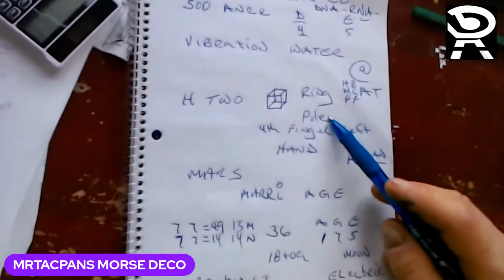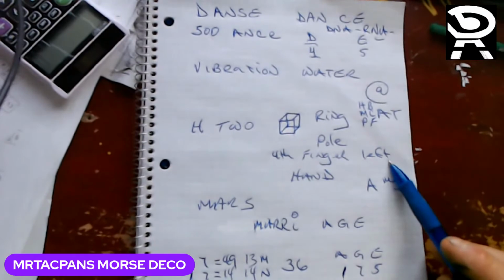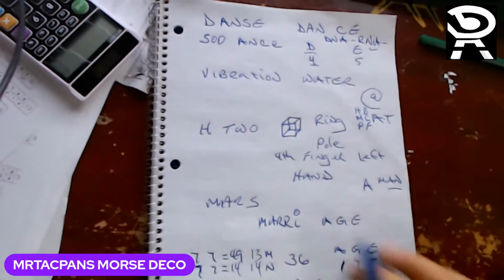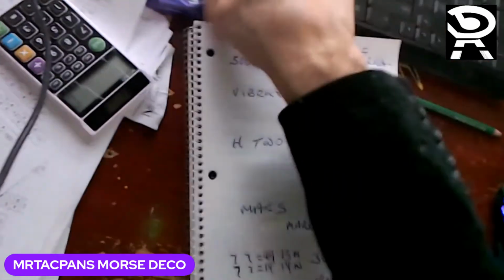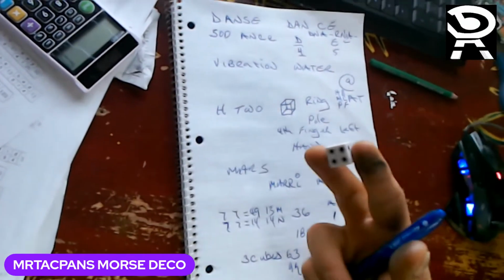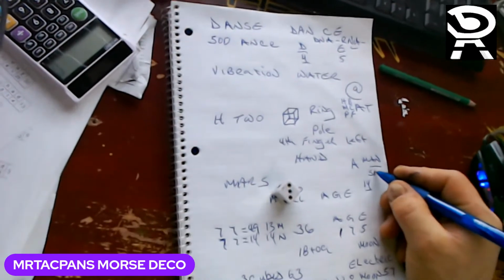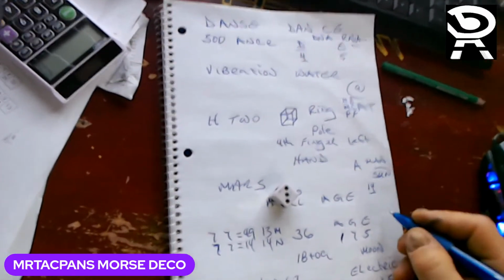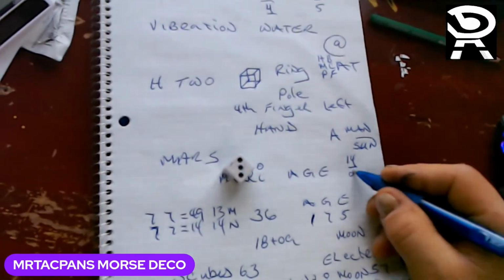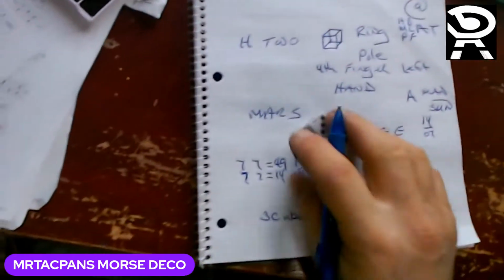We have the pole. We have the 4th finger on the left hand, L-E-F-T. It is not the right hand, it is the left hand. We have marriage. We have the cube, because that's where the ring is. The ring around the cube is number 14, and that is the sun. And the pole is 07, and that is the gateway. And it goes on the ring.